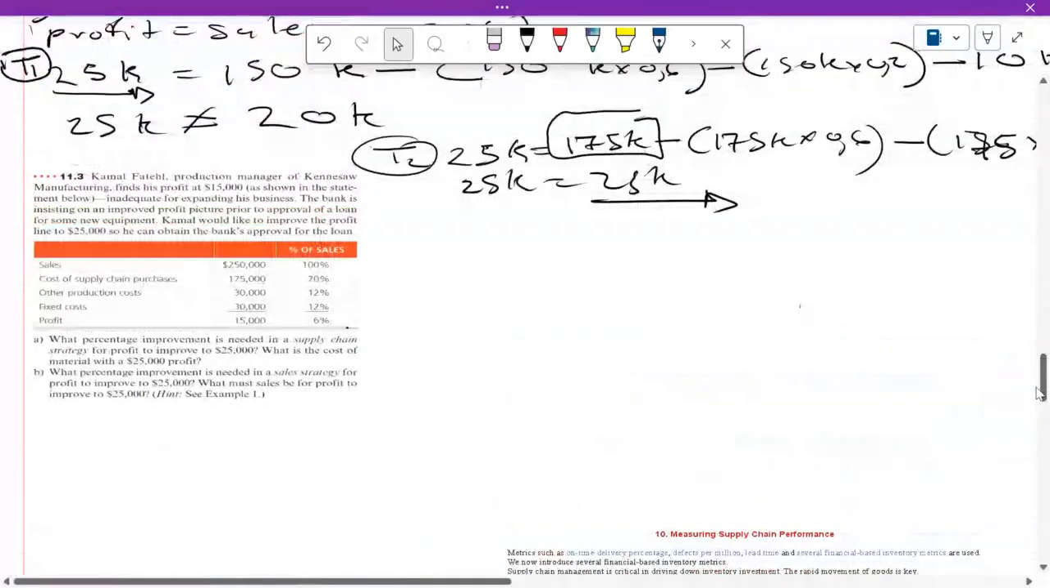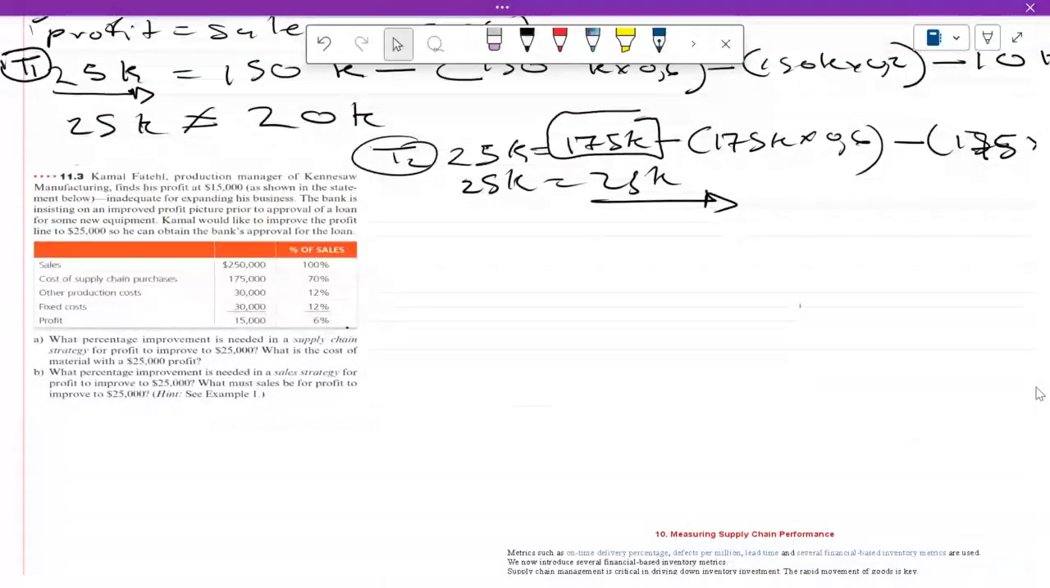The production manager of Kennesaw Manufacturing finds his profit at 15,000, as shown on this table. Inadequate for expanding his business. The bank is insisting on an improved profit picture prior to approval of a loan for some new equipment. Kemal would like to improve the profit line to 25,000, so he can obtain the bank's approval.